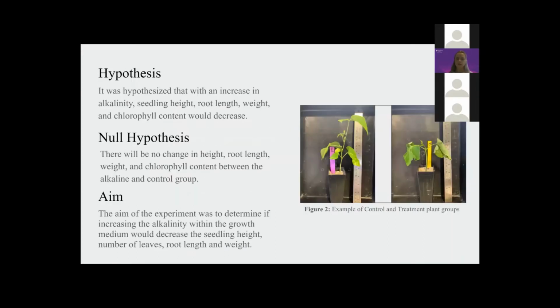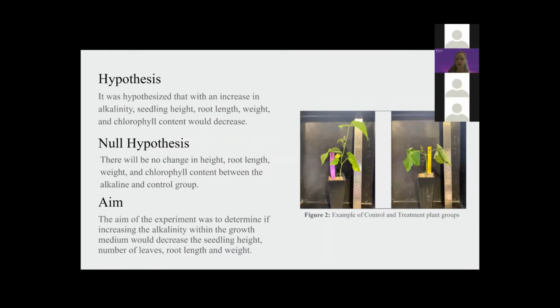The aim of the experiment was to determine if increasing alkalinity within the growth medium would decrease the seedling height, root length, weight, and chlorophyll content. As a result, it was hypothesized that with increasing alkalinity, seedling height, root length, weight, and chlorophyll content would decrease. The null hypothesis would indicate that no change in the variables between the alkalinity and control group.